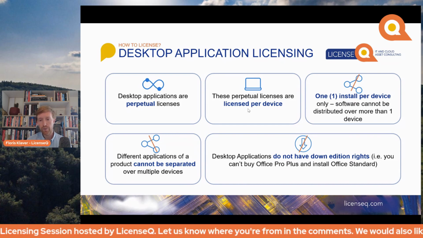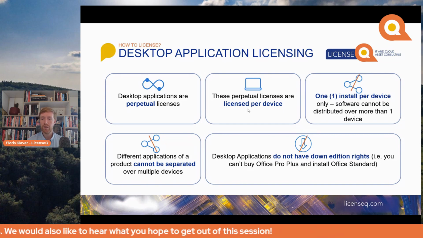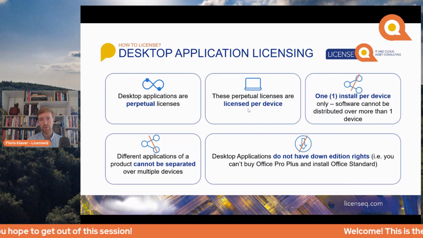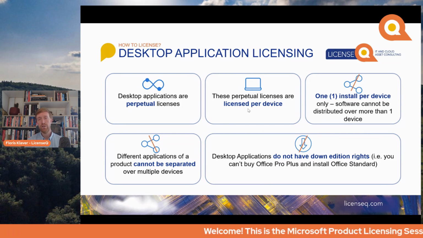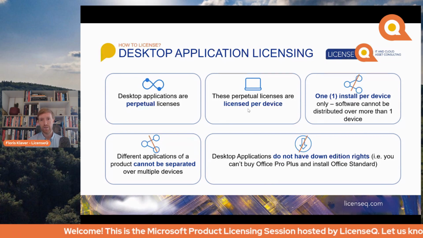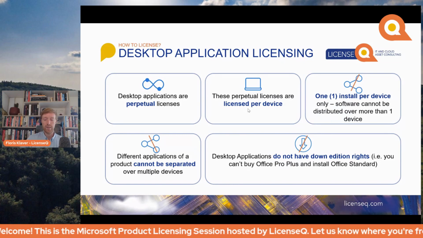Desktop applications do not have down edition rights. You can't buy an Office Professional Plus license and install Office Standard. It does happen. It still happens. It used to happen a lot. It still happens that organizations buy Office Pro Plus and they install an edition of Office Standard. This is not allowed, and it will lead to nasty discussions with Microsoft.